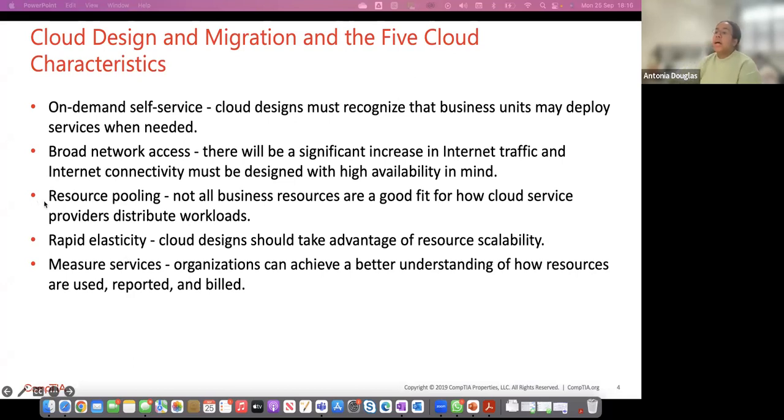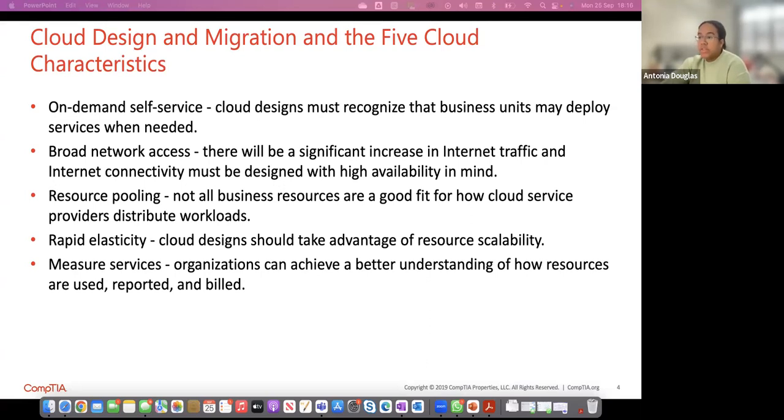On demand, self-service, cloud design must recognize that business units may deploy service when needed. That's something that we've covered in terms of the desire or requirements that an organization might have in terms of moving their assets to cloud. Oh, no, let's go back one. And what exactly is required of that cloud design.